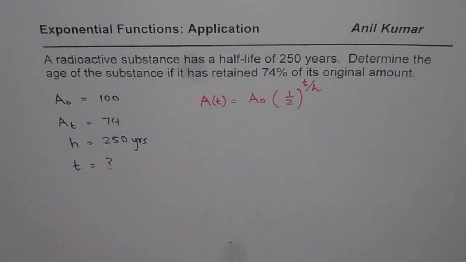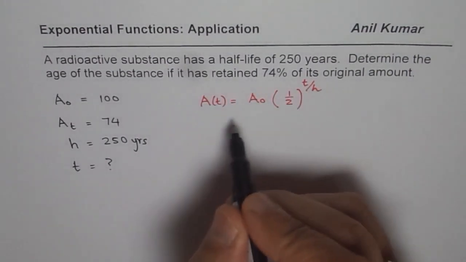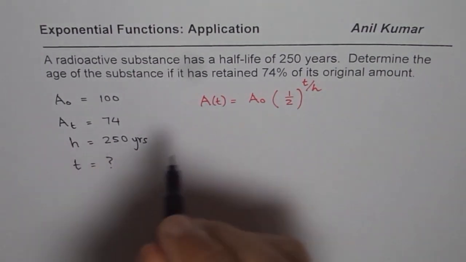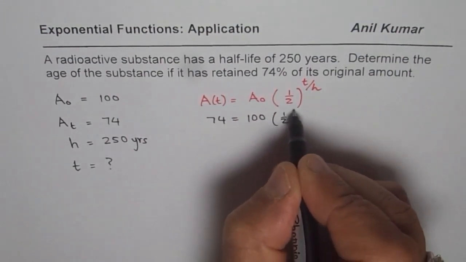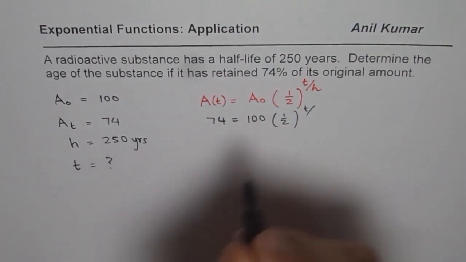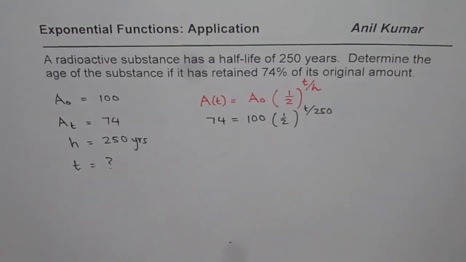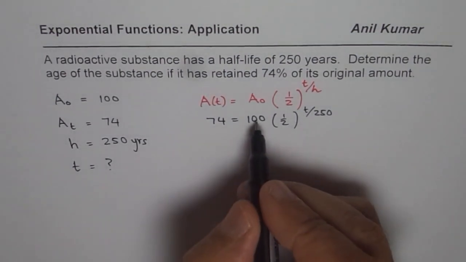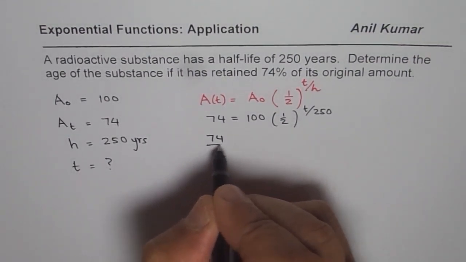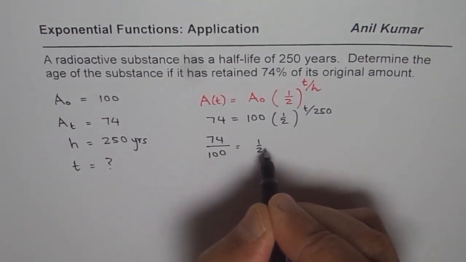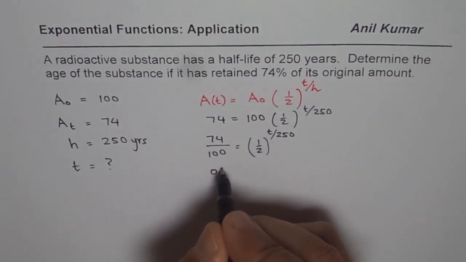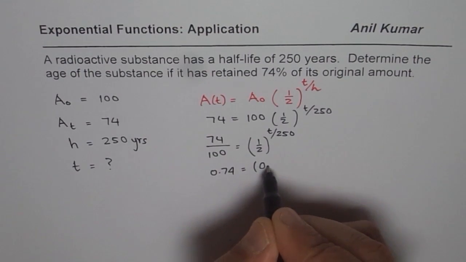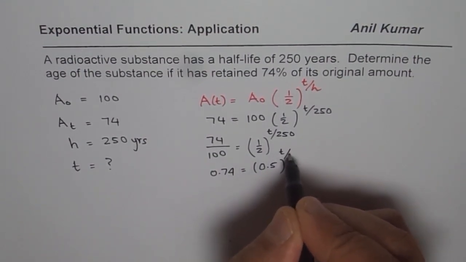Now, in this, we know all the parameters except for time, which we can find. So A of t, which I have written like this here, is 74 out of 100 to start with, times half to the power of t over the half-life of 250 years. Now these exponential equations can be solved by taking log on both the sides. So first let me divide by 100. If I divide by 100, I get 74 over 100, which is half to the power of t over 250. That is indeed 0.74 equals 0.5 to the power of t over 250.